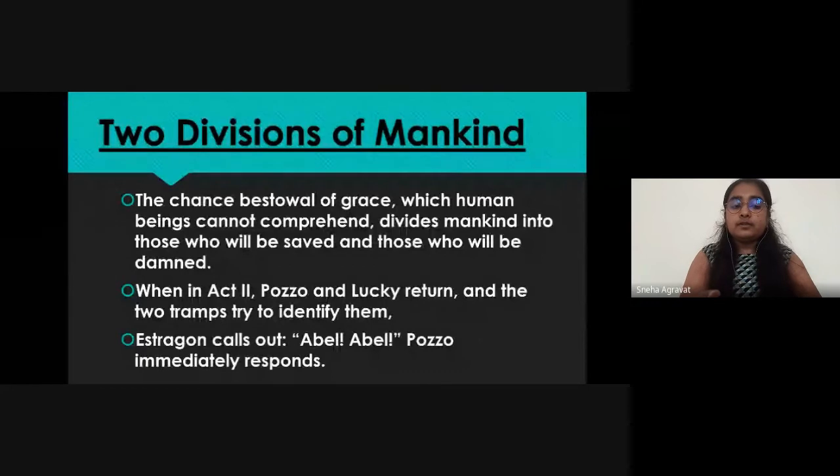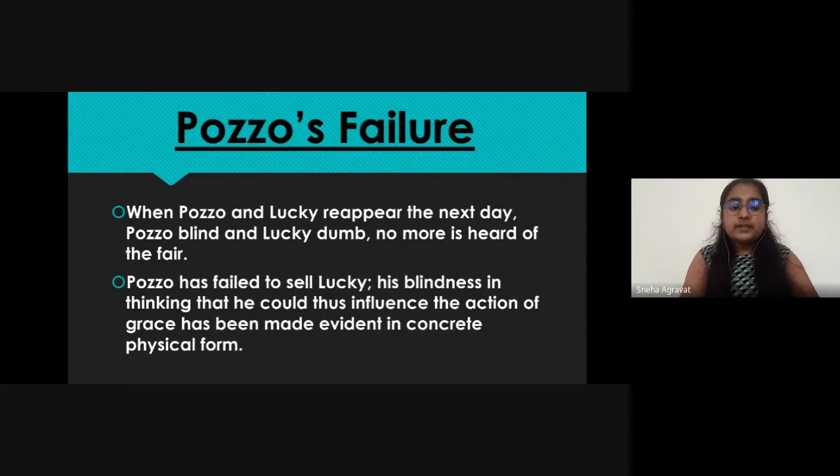Next point: in this we find two divisions of mankind, through the chance bestowal of grace which human beings cannot comprehend, dividing mankind into those who will be saved and those who will be damned. When in act two Pozzo and Lucky return and the two tramps try to identify them, Estragon calls out Abel, and Pozzo immediately responds to this.